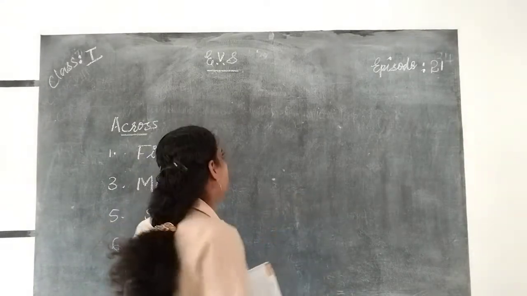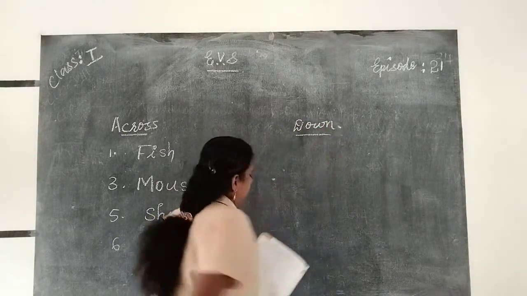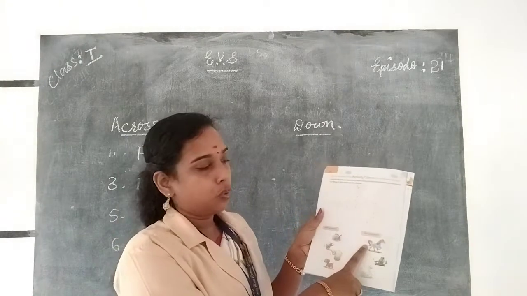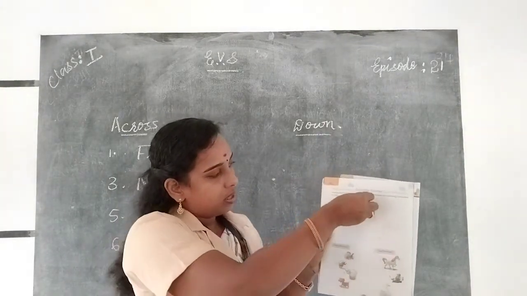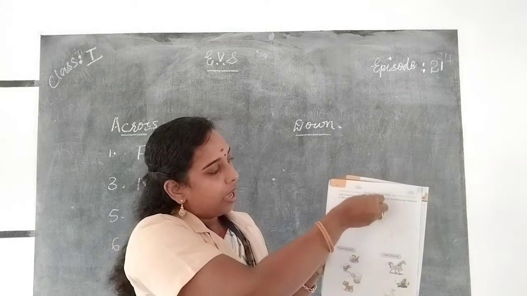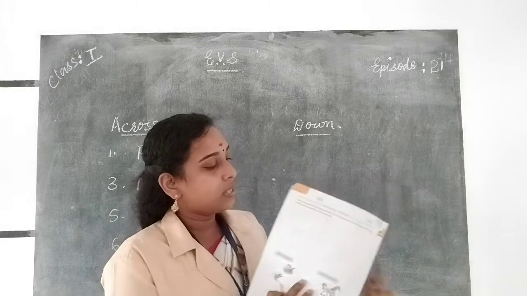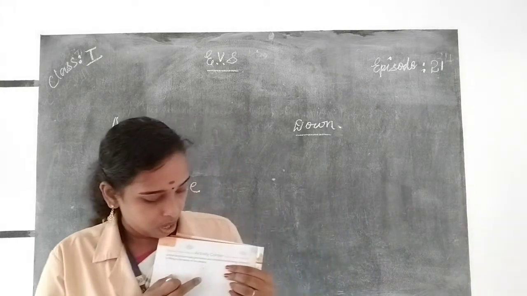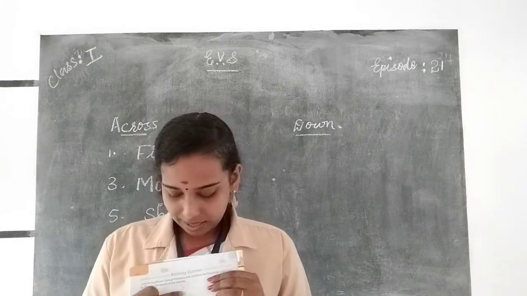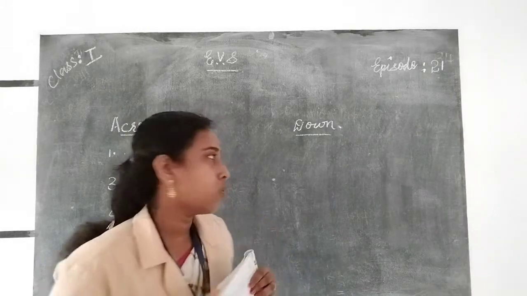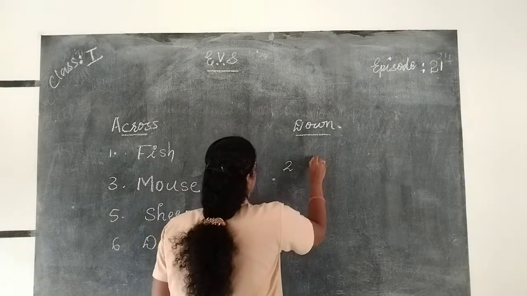Then it's down. The first number is 2, and it goes downward. Here is a horse. The spelling of horse is H-O-R-S-E. So here the missing letter is O. Number 2. H-O-R-S-E. Horse.